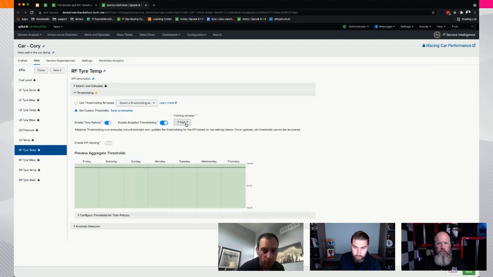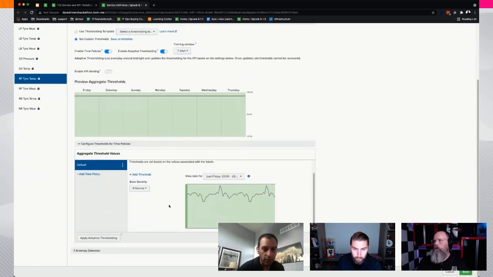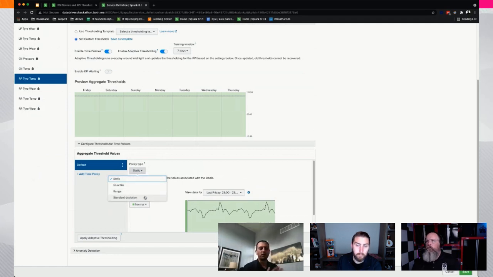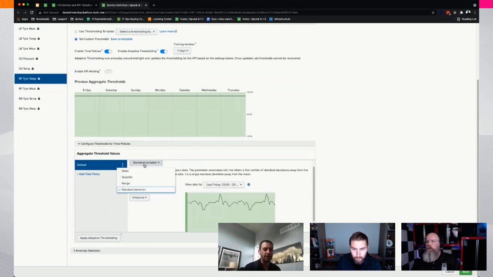Then if you scroll down to configure threshold time policies, go ahead and expand that. Perfect. Now you'll notice that our policy type is static. Let's drop that down, and I would highly recommend standard deviation. We do have a couple of other algorithms in there, but for reasons that I'm not going to talk about now, but will talk about at .conf, standard deviation is the right choice to make. So we're going to go ahead and do that.